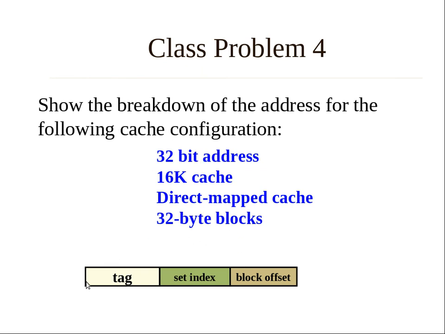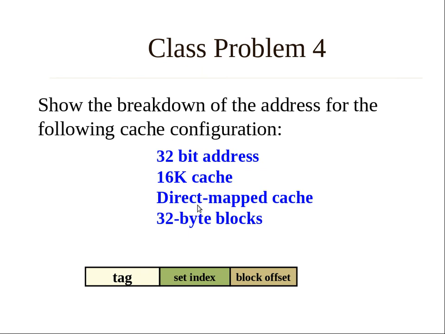So we have a 32-bit address. That means that this entire address must be 32 bits. We have a 16K cache, we'll get to that in a moment. Direct map and 32-byte blocks. If it's 32-byte blocks, that's the easy one, because how many bits are required to represent 32 bytes? Well, 2 to the 5th is 32, so you need 5 bits.